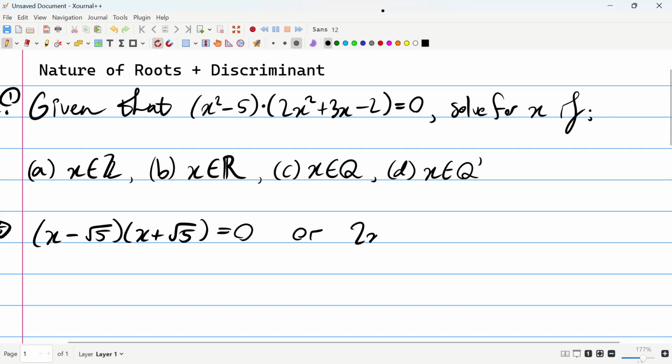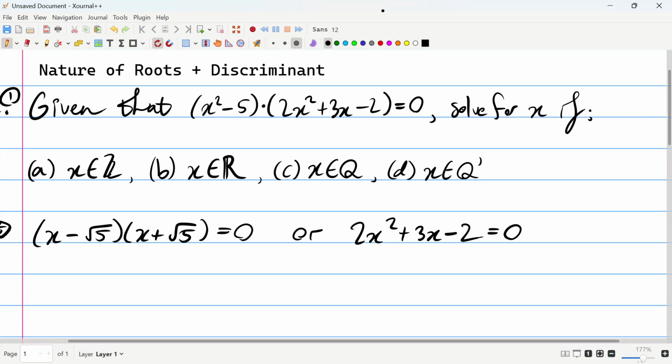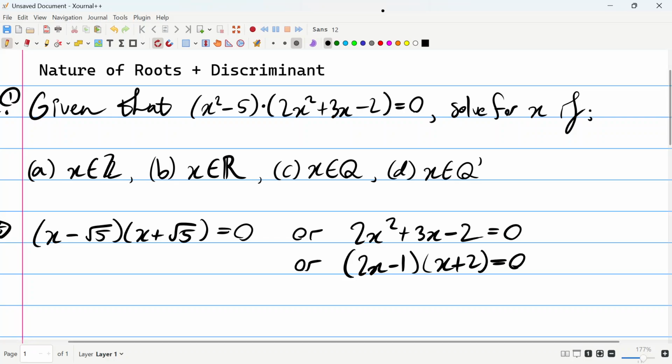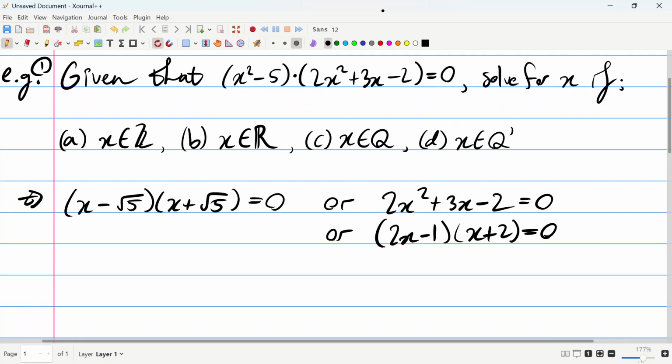Then we're going to take the other one, which is 2x squared plus 3x minus 2 equals to 0, okay? You can also do that. So notice that if you factorize this part over here, what we are going to get is 2x minus 1, if you use the grouping method or whatever method you'd like to use, and then we have multiplied by x plus 2, okay, and this is equal to 0. Don't forget the or. And then here, we already have our values.